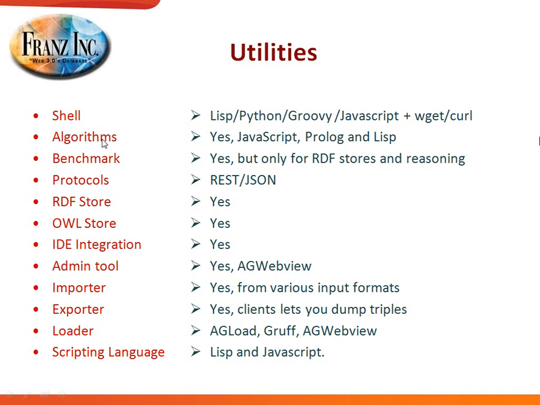Then there's the issue of algorithms. Can you write algorithms in your graph database? And, well, there are so many ways we can do this with JavaScript, Prolog, Lisp, or whatever you want. We have benchmarks, but only for RDF stores and for reasoning, not yet for the graph database. But that's mostly because the graph databases don't really have a big benchmarking culture yet. I guess that will come.